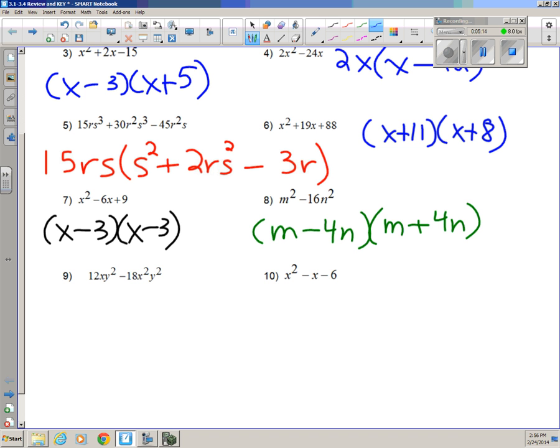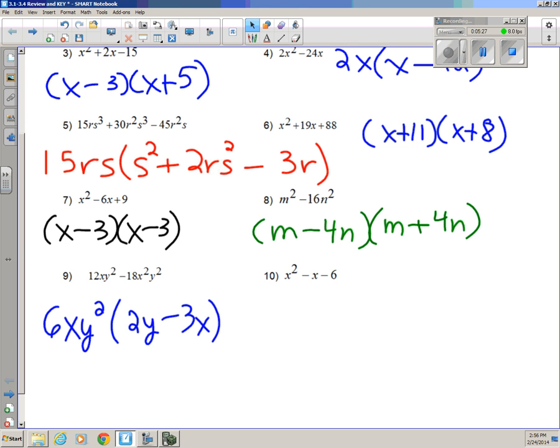Number 9, two terms, but I have a GCF. So this is going to be 6 in terms of the numbers, 6xy squared. What's left over? 2y minus 3x. Number 10, no GCF, it's an IAM. What multiplies to negative 6 but adds to negative 1 is x minus 3 and x plus 2.